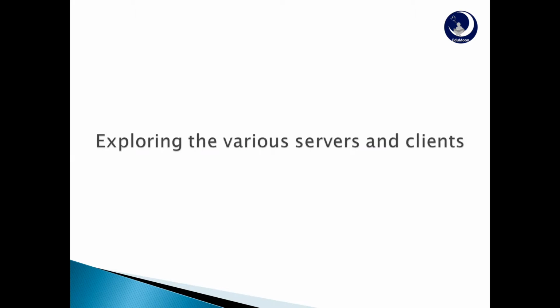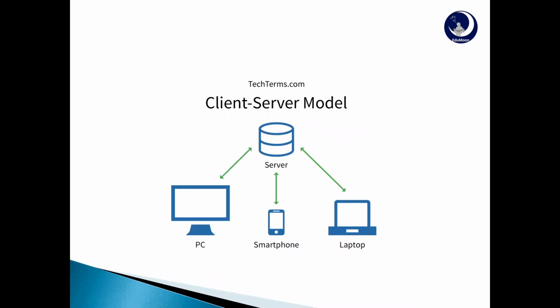Exploring the various servers and clients. Client server model describes how a server provides resources and services to one or more clients. Some of the servers are web servers, mail servers, file servers, and so on. These servers provide resources to client devices such as desktop computers, smartphones, tablets, etc. A single server can provide resources to multiple clients at a time. This means many of the servers will have a one-to-many relationship.